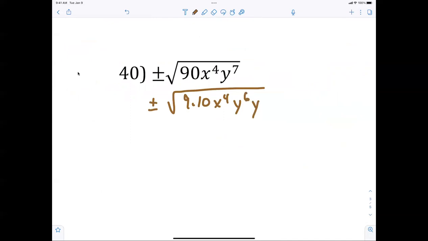Square root of 9. Don't forget the 3. Then x squared. Then what's left behind? 10y. Very nice. All right, hopefully you're just not writing things down. Hopefully you're not.